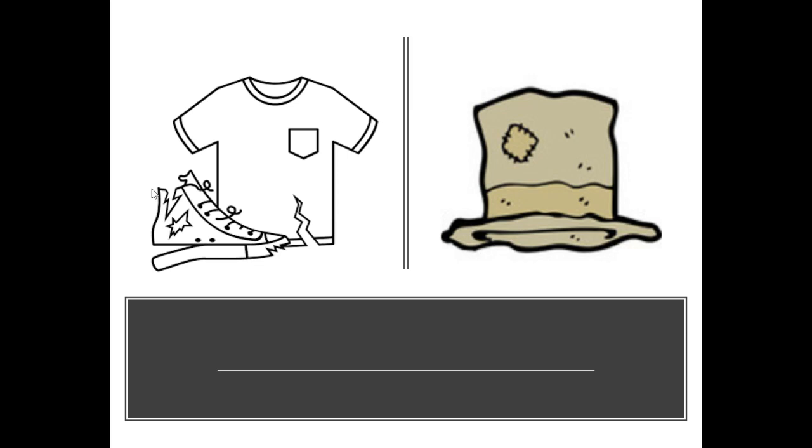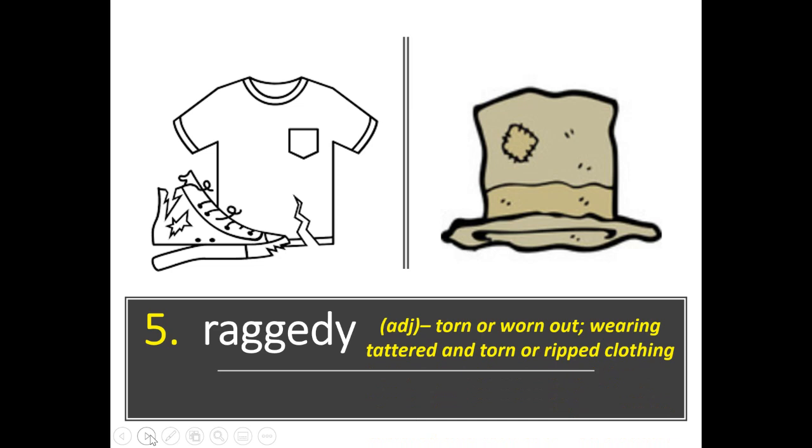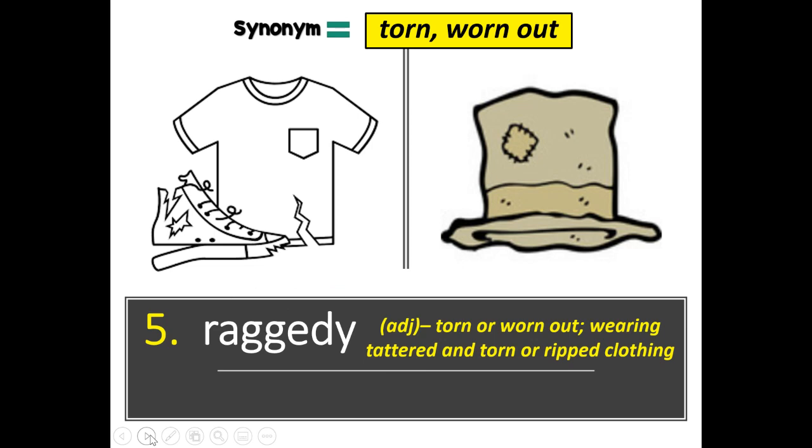They both show raggedy. The root word is ragged, R-A-G-G-E-D-Y, raggedy. So write for number 5, raggedy. If I go too fast again, push pause. And what does raggedy mean? It's an adjective. It describes a noun. It means torn or worn out, wearing tattered or torn or ripped clothing, raggedy. A synonym or a shorter definition for raggedy could be torn or worn out.